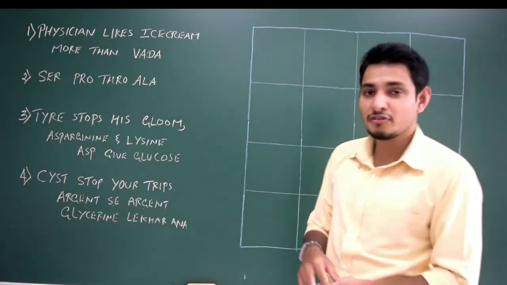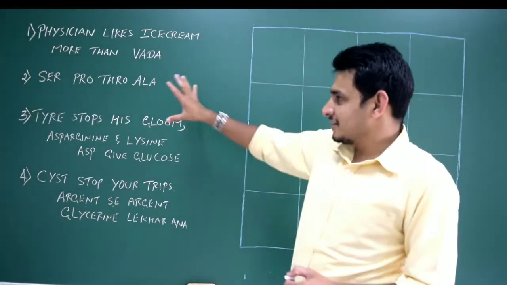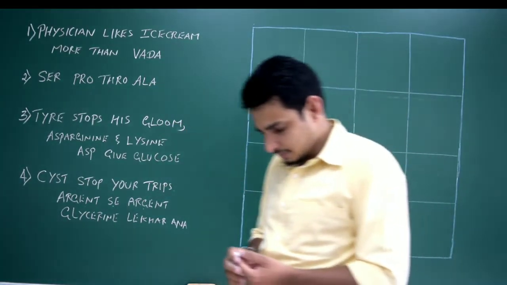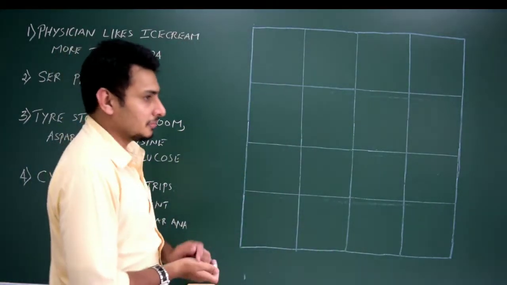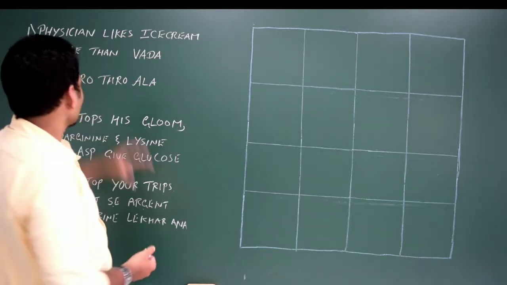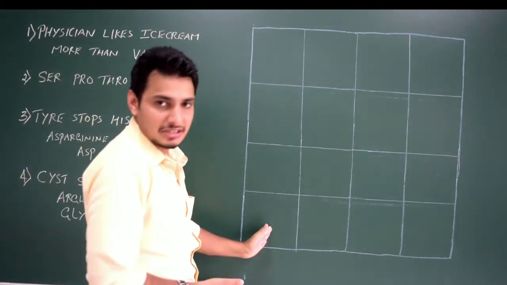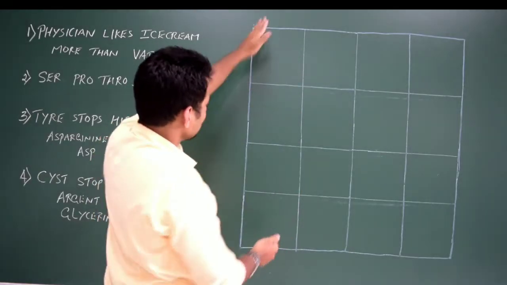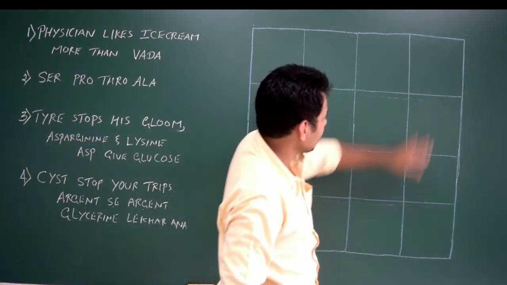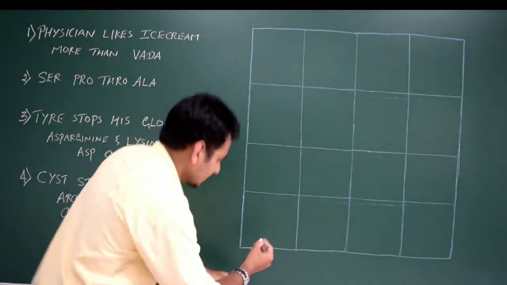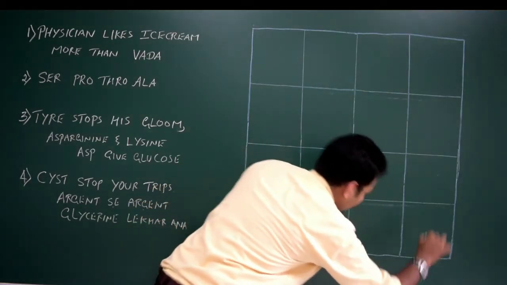Even if you go to the internet, you get a lot of tricks like this, but I felt this could be easier for you. Just remember these 4 statements. Why you need to remember them and where exactly you have to apply them: each sentence applies to one line. This is the first line, the second line, the third line, and the fourth line.